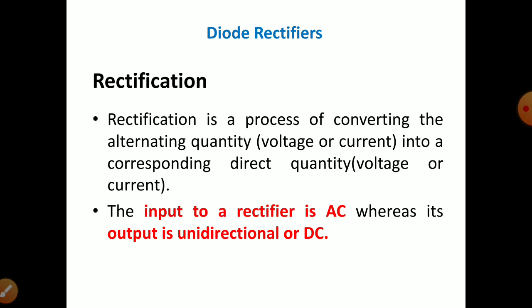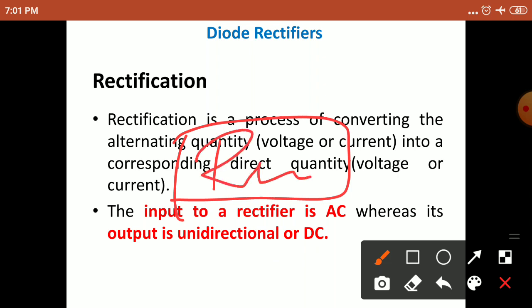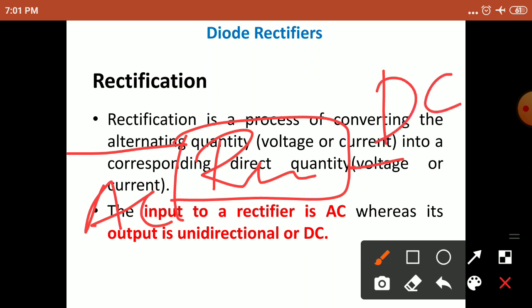Rectification, as already told, is the process of converting alternating voltage or current into the corresponding direct quantity, that is, voltage or current. So the input to the rectifier is AC, whereas its output will be unidirectional DC. So if you take the rectifier as a block, it is a conversion of alternating current to direct current. That is the rectifier here.